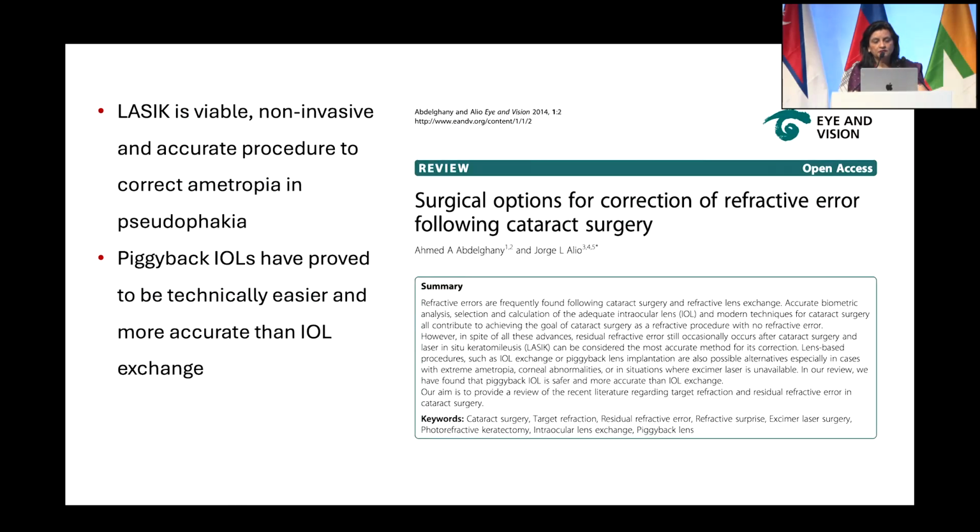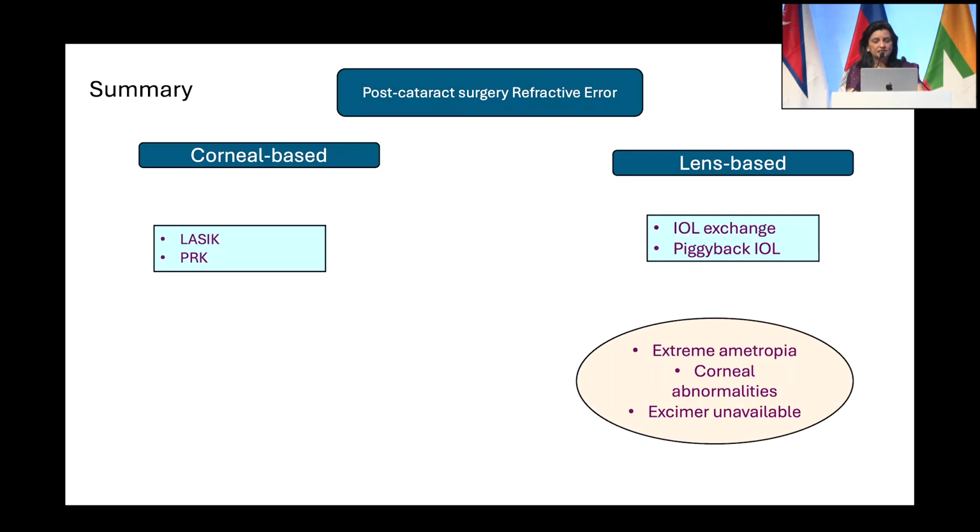Now, to summarize, I think post-cataract surgery refractive error can be corrected by cornea-based procedures such as excimer laser, options of LASIK or PRK, or lens-based procedures where IOL exchange can be done, or piggyback IOLs can be used. But I think it is important that it should be matched with the patient expectations, and also we need to counsel these patients for the second procedure of enhancement that is done in these cases.